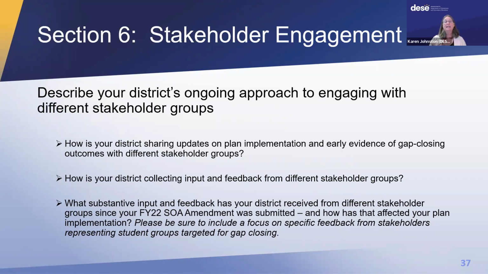How is your district sharing updates? Like, how are you sharing information on implementation and early evidence of gap closing with different stakeholder groups? How are you collecting data and input from different stakeholder groups? And what kinds of substantive input and feedback has your district gotten from different stakeholder groups since you submitted your FY22 plan amendment last year? And how has that input affected your plan implementation?